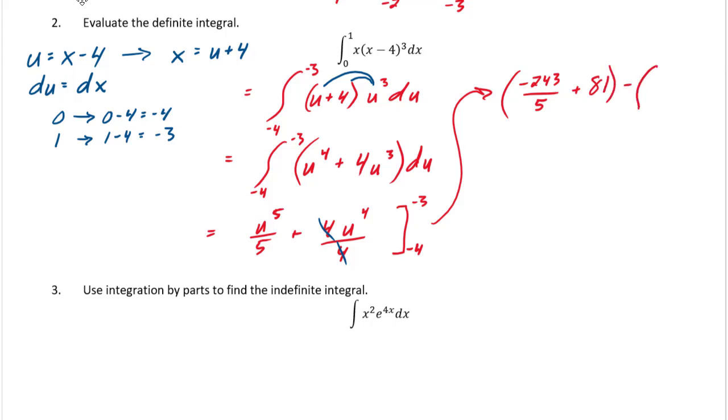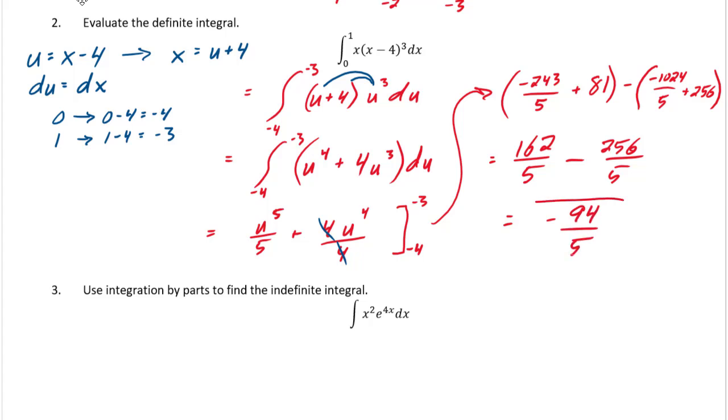Minus, now plugging in negative 4 to the 5th. Looks like it gives me negative 1024 over the 5. And then negative 4 raised to a power of 4 will make that positive 256. So now let's simplify each of those. The first parenthesis, if I type that in, yes, does turn into 162 over 5. Then I have minus, the second one turns into 256 over 5. And combining those things, I would end up with negative 94 over 5 as my final result.